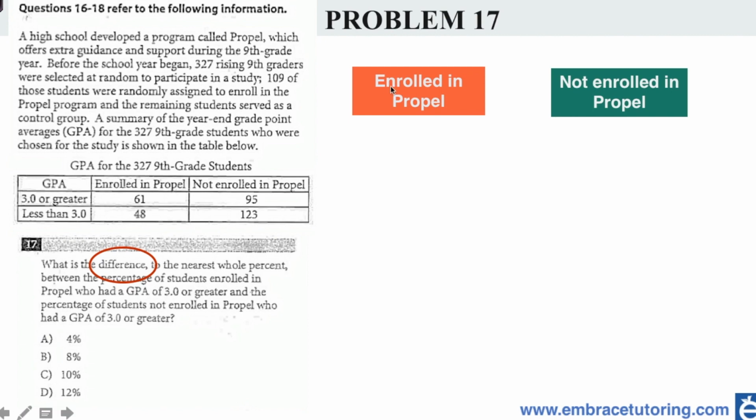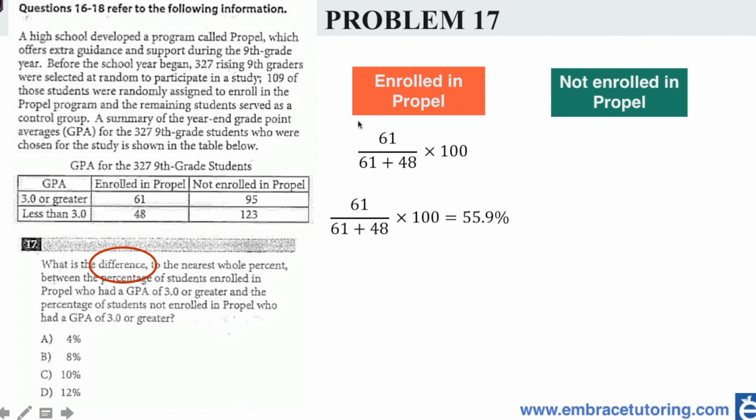For the students enrolled in Propel, the overall is going to be the total. So 61 plus 48 should be my denominator. These are the total amount of students enrolled in Propel. The students with a 3.0 GPA or greater is going to be 61. So this should be 61 over (61 + 48). The times 100 is to convert this to a percentage. So 61 over (61 + 48) times 100 will give me 55.9%.